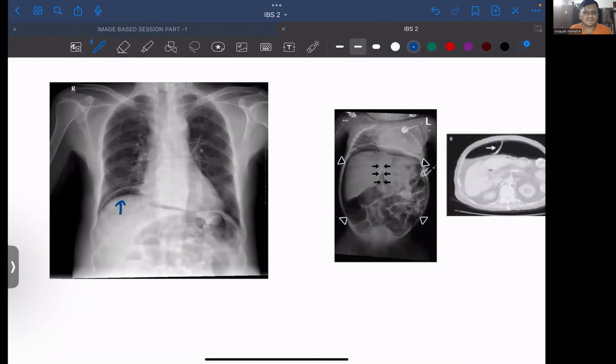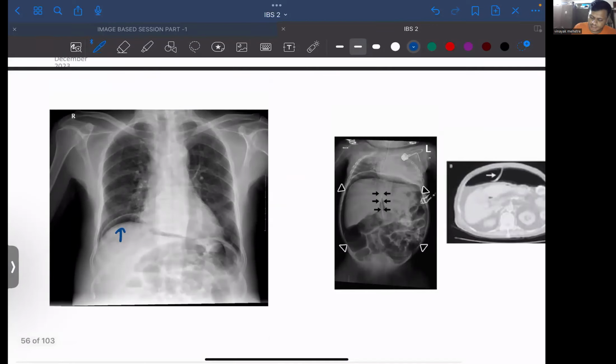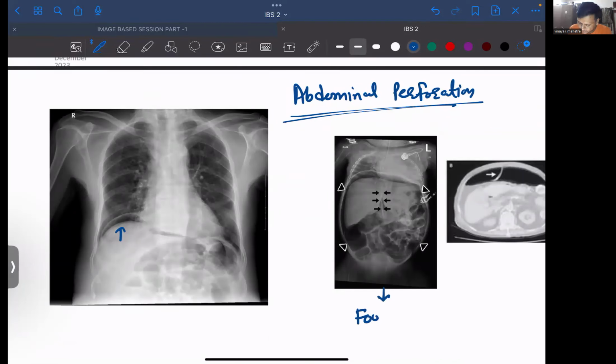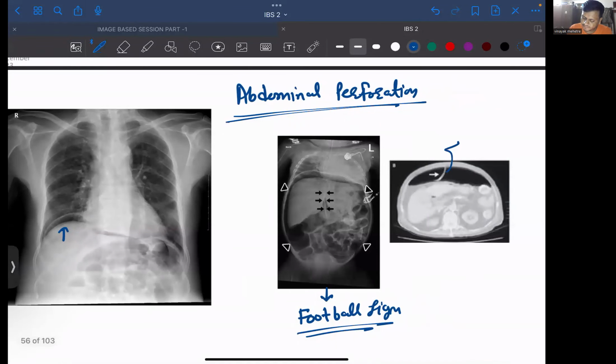Air under the diaphragm, कहाँ मिलेगा हमें? Abdominal perforation, right? Air under the diaphragm is called abdominal perforation. इसी को हम बोलते हैं football sign, राइट? Football sign. इसे हम बोलते हैं falciform ligament sign.